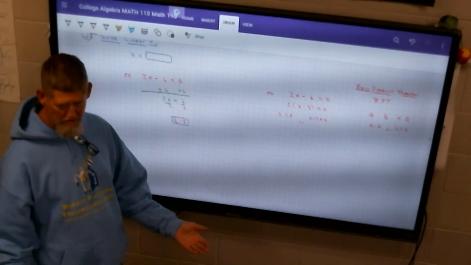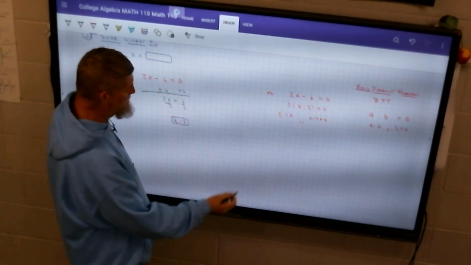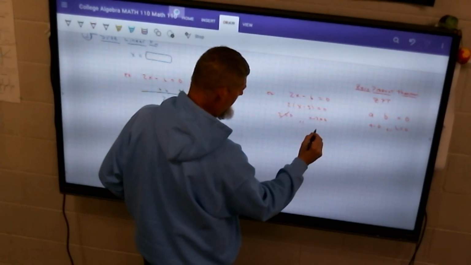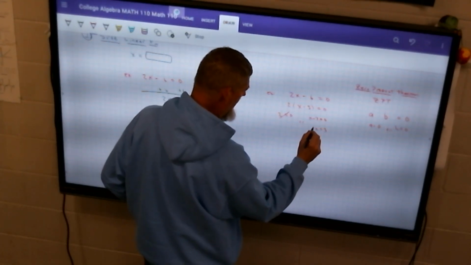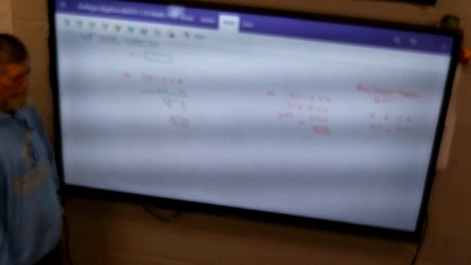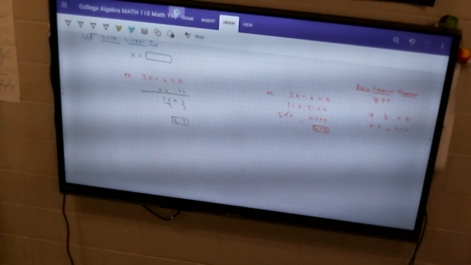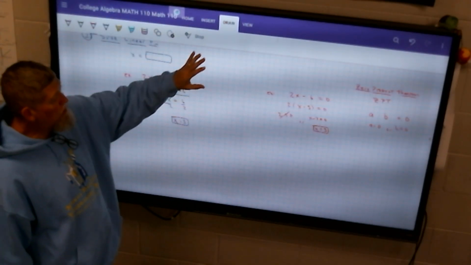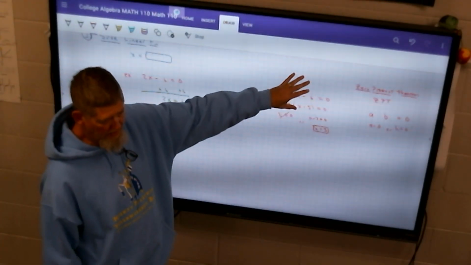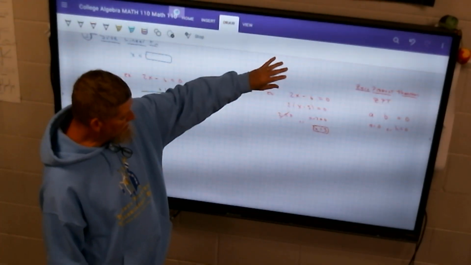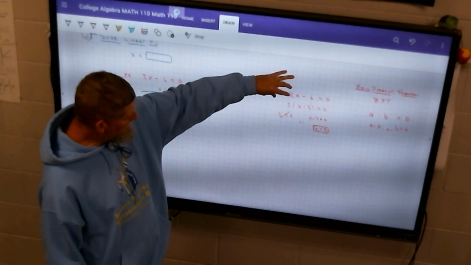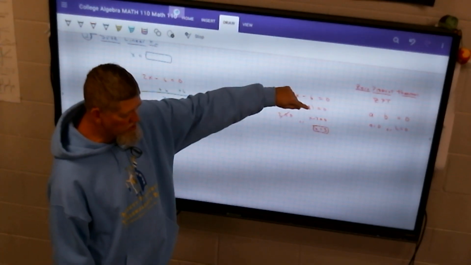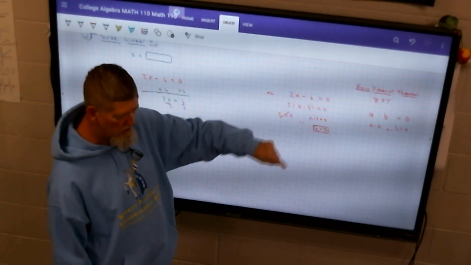Now, can 2 equal 0? No, that makes no sense. So we discard that one, and we say, okay, x has to be equal to 3, which is the same answer I got over there. Okay? So we can use that. Now, when we come to quadratics, that's one way we're going to have to solve it. Either that or the quadratic formula. We use that zero product theorem. Factor them. Two numbers that multiply together to equal 0, one of them has to be 0. Zero product theorem.